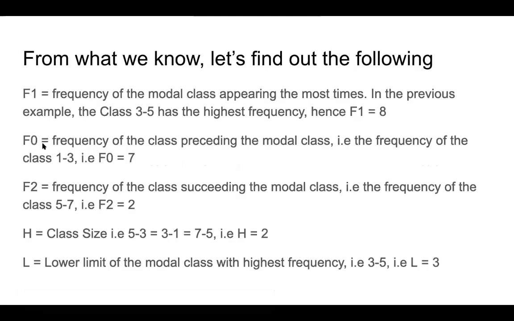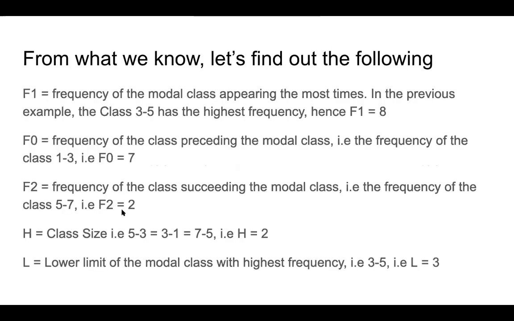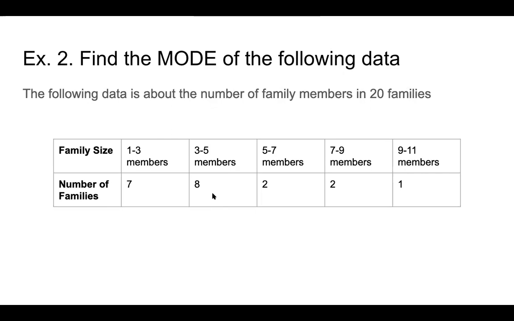So F0 is 7. And what is the class after that? It is 2. It is 5 to 7 people. So the frequency is 2. So F1 is 8, F0 is 7, and F2 is 2. Okay, F2 is 2.